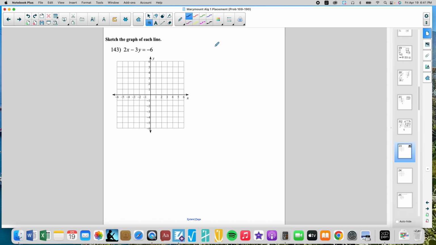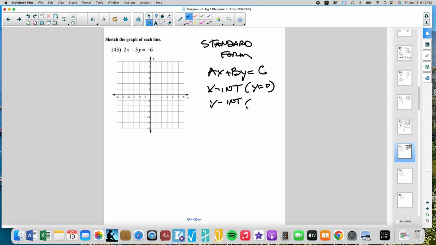This is in standard form. Standard form is ax plus by equals c. And this is really good for x-intercepts and y-intercepts. When you do the x-intercept, the y value is 0. When we do the y-intercept, the x is 0. So taking 2x minus 3y equals negative 6 and plugging in, if we're going to find the x-intercept, we're going to plug in 0 for y.